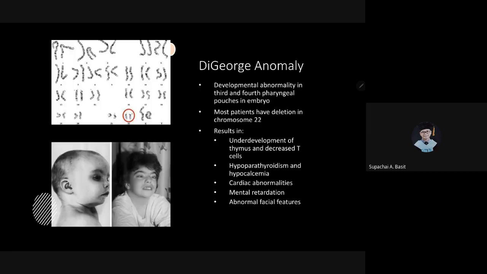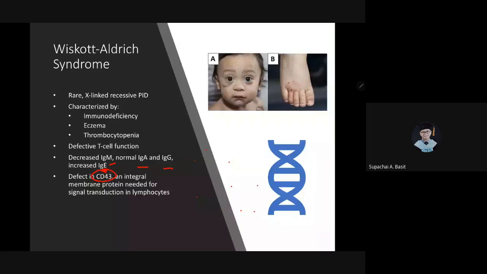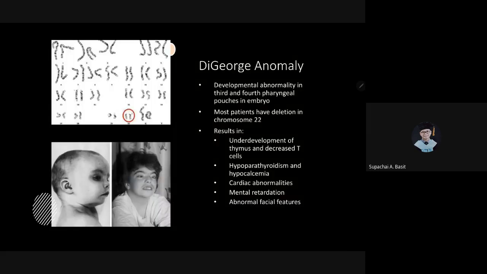So remember, in Wiskott-Aldrich syndrome, there would be a defect in CD43, an integral membrane protein needed for signal transduction in lymphocytes. Another example of deficiency is the DiGeorge anomaly. The DiGeorge anomaly is a developmental abnormality in the third and fourth pharyngeal pouches in the embryo. This actually affects the thymus development, and most patients would have a deletion in chromosome number 22.